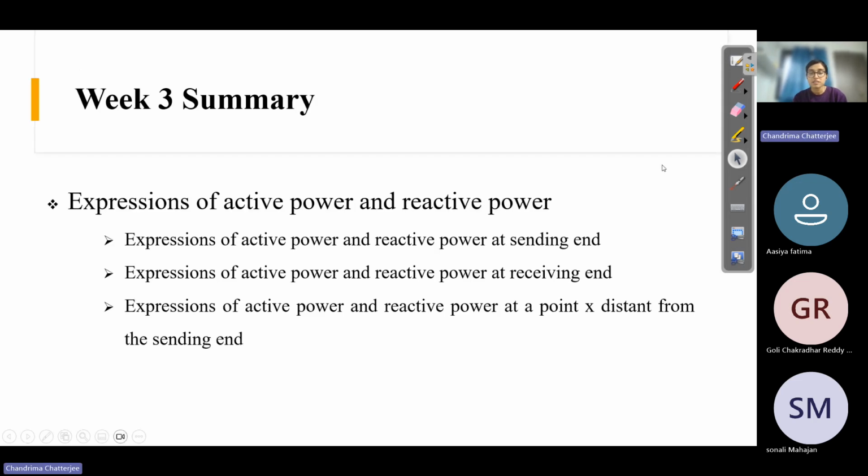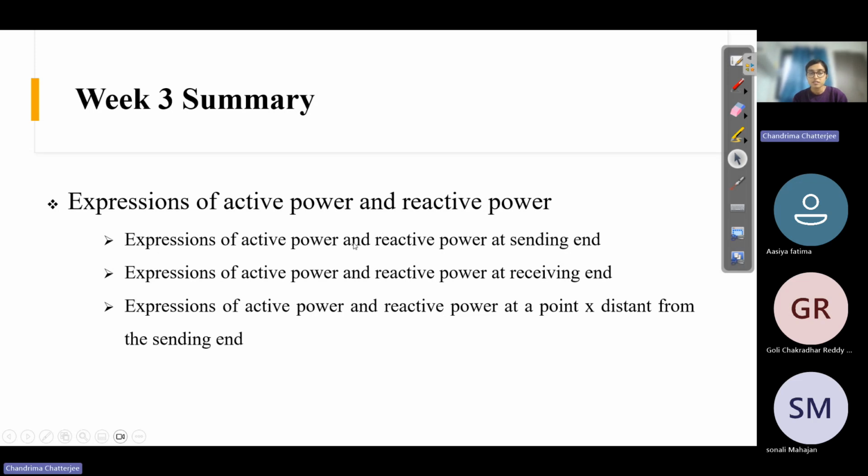Today we shall be discussing... In the last tutorial session, we discussed the transmission line parameters and how to find the sending end voltage and receiving end voltage, and also the sending end current and receiving end current. We also learned the derivations of how we can find the expressions for the voltages and currents.